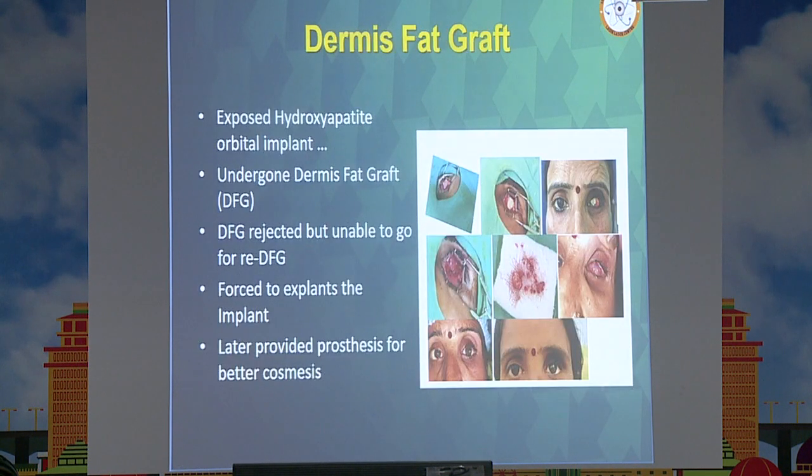And this lady has an exposed hydroxyapatite orbital implant, and she underwent a dermis fat graft, but it was rejected because she had copious discharge, and she was unable to go for a re-DFG. We were able to remove the explant from the socket, and later a customized prosthesis was provided.